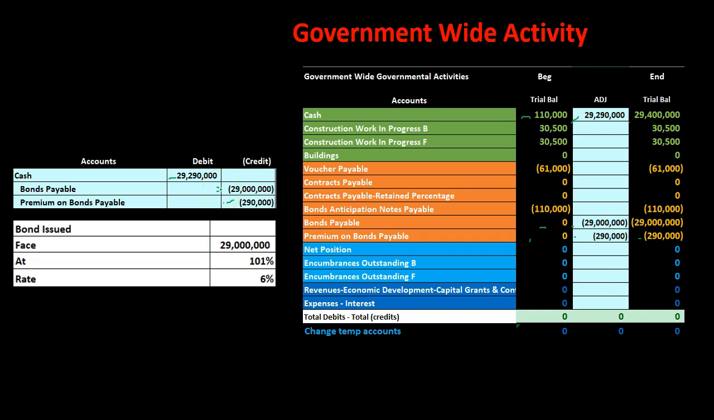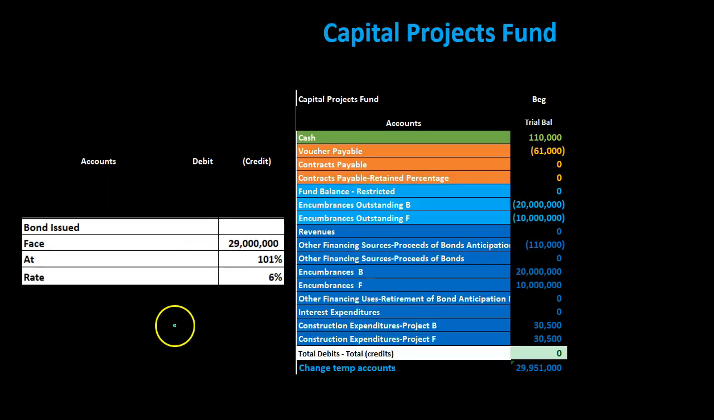The financing of the bond, we're going to assume is going to be done in the debt service fund. We're not going to go to the debt service fund right now. We're concentrating on the government-wide activities and capital project. We will take a look at the debt service fund in a future presentation.